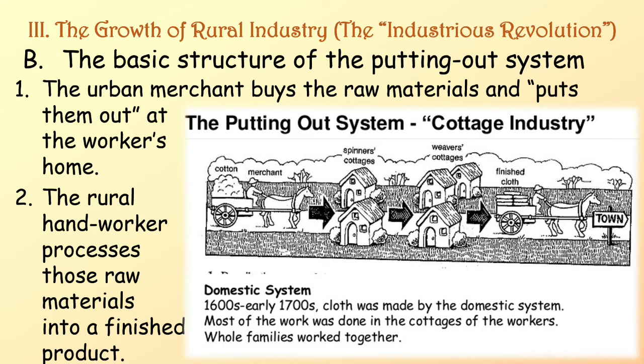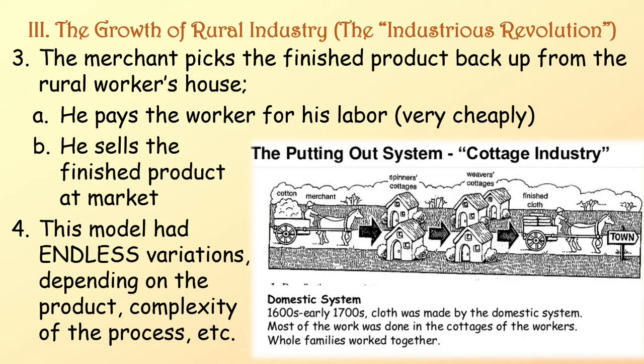The urban merchant, he's the key player here. He goes out and he buys the raw materials and then he puts them out at the worker's home. So he literally delivers or has delivered those raw materials to that worker's front door. Then that rural hand worker processes those raw materials into a finished product. The merchant then picks the finished product back up from the rural worker's house. He pays the worker for his labor very cheaply, and he sells that finished product at market.